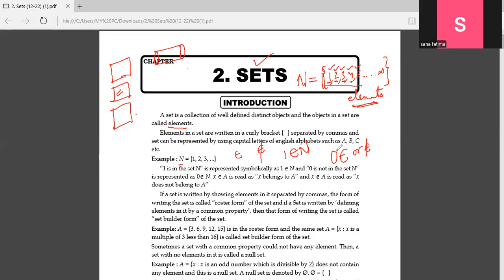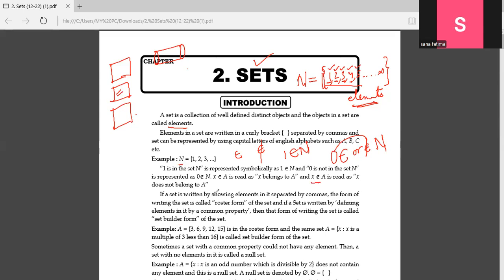0 does not belong to N because a natural number does not start with 0, and the set of natural numbers never has 0 in it. A single 0, a single digit element, does not belong. It has 10, 20s, 30s like that. 'A belongs to E' is read as 'x belongs to', and as I said, it does not belong to.